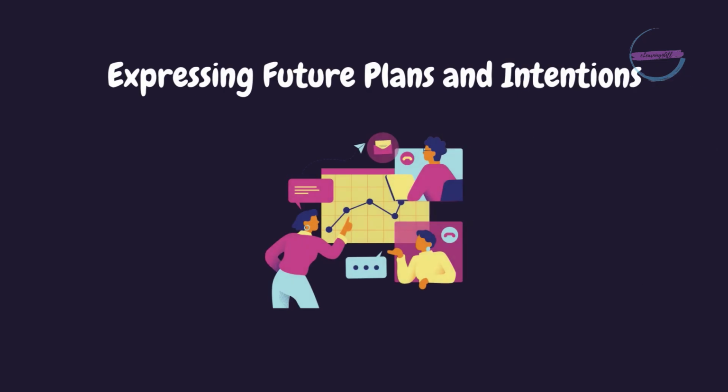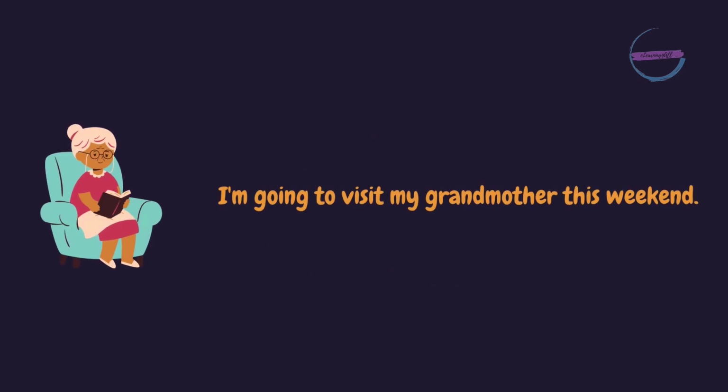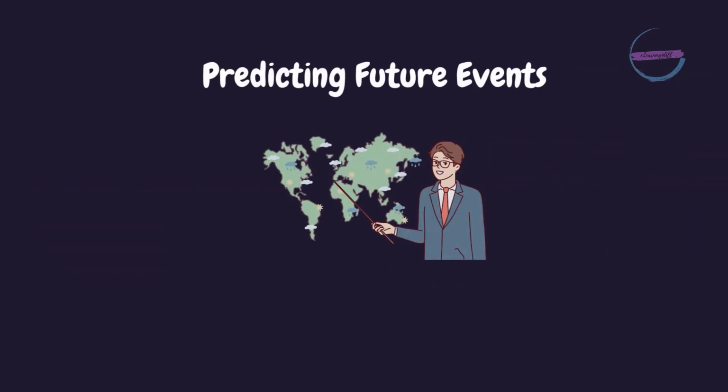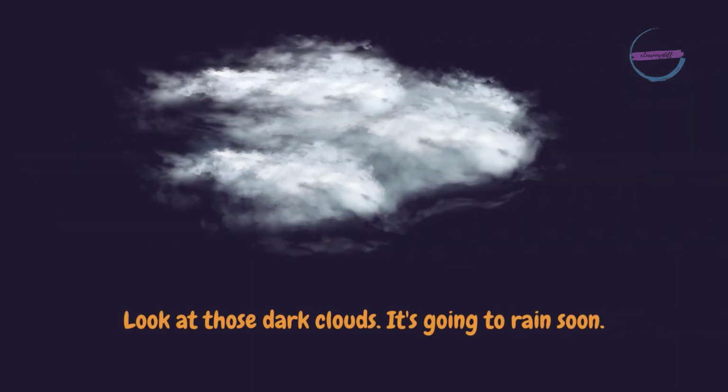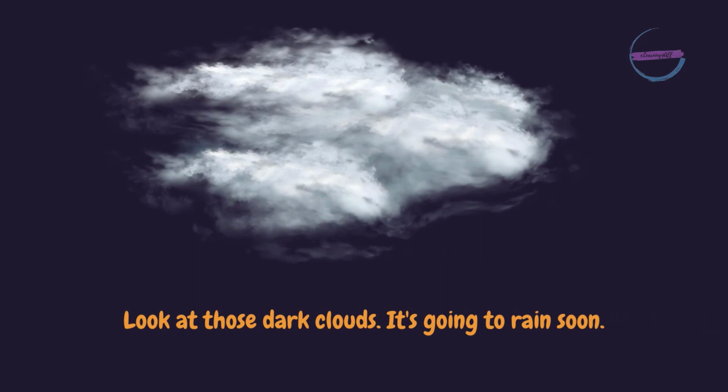1. Expressing future plans and intentions. When you have a specific plan or intention to do something in the future, you can use going to communicate it. For example, I'm going to visit my grandmother this weekend. 2. Predicting future events. Going to can also be used to make predictions about future events based on current evidence or observations. For instance, look at those dark clouds. It's going to rain soon.